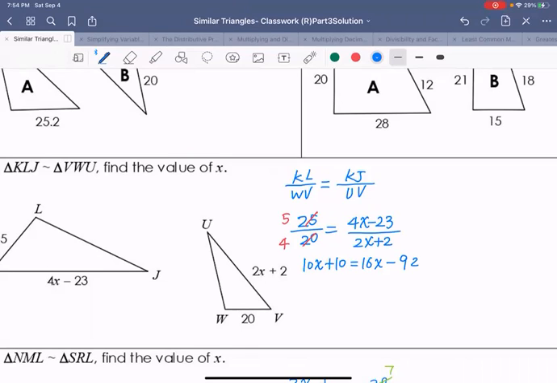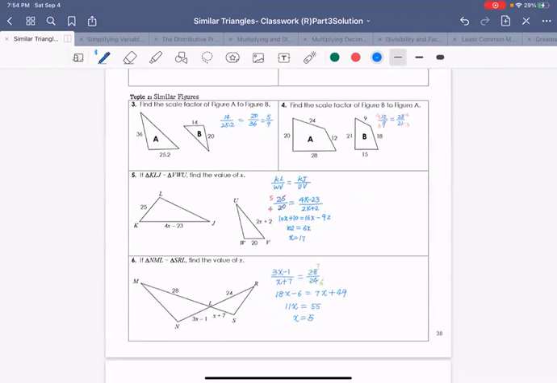6x equals to 102. Okay. X equals 17. Good job. You made it. Very good. That's nice.